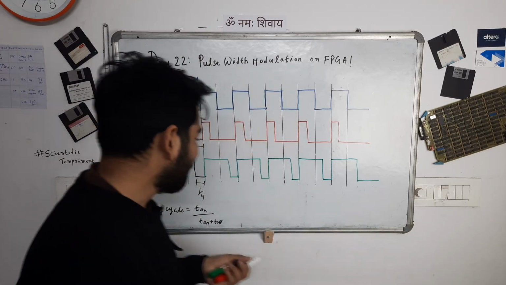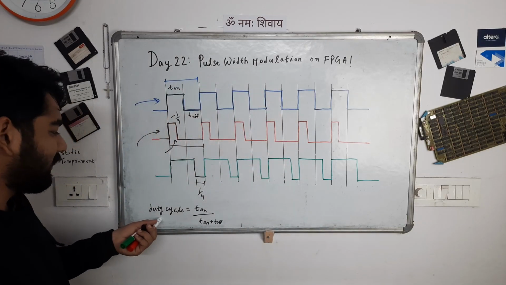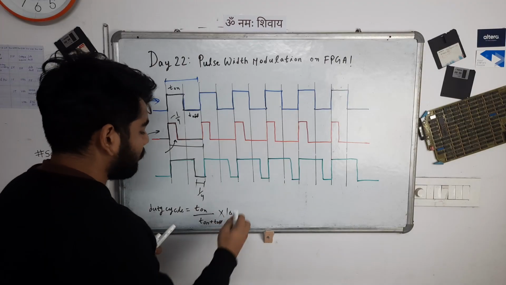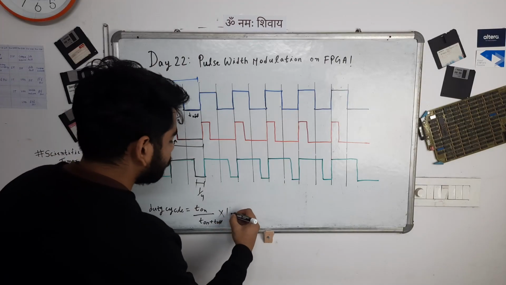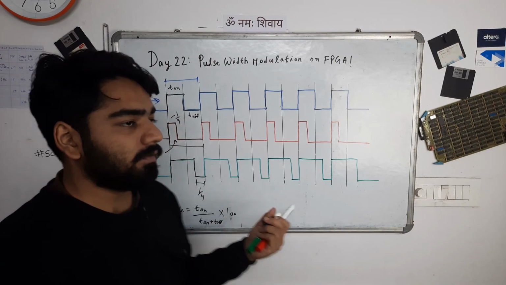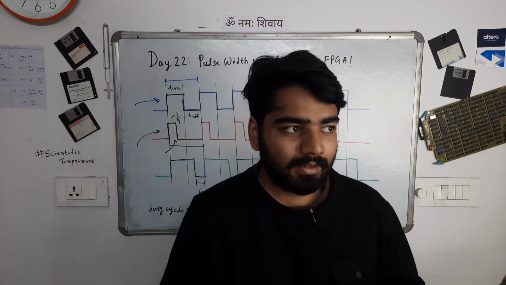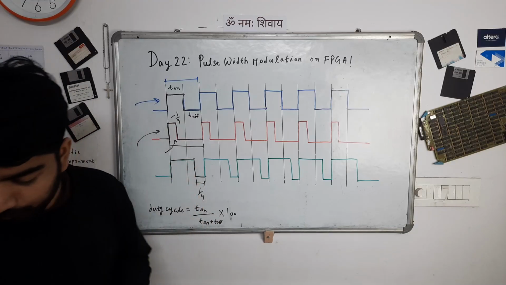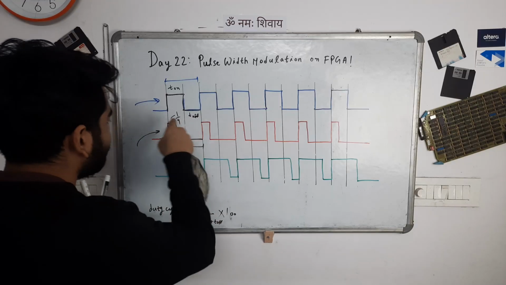I've just written this so that you can understand duty cycle. Usually you express this as a percentage. So what percent of the time the signal is on is the duty cycle of the signal.